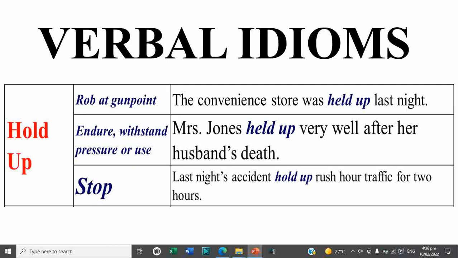Second, endure, withstand pressure or use. For example, Mr. Jones held up very well after her husband's death. Hold up also means stop. For example, last night's accident held up rush hour traffic for 2 hours.